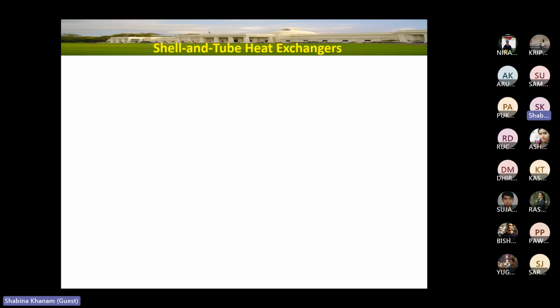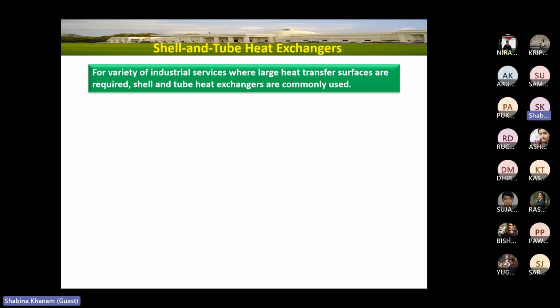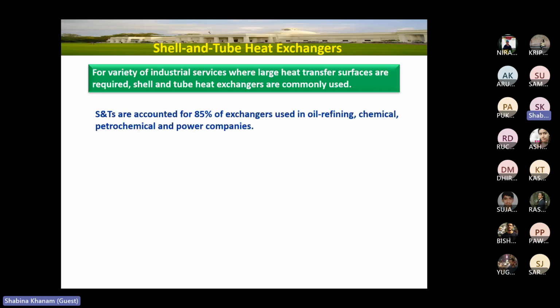So quickly I will go through some of the basic points about the shell and tube heat exchanger. This is only for your knowledge purpose; these are not construction details. You should be aware why the shell and tube heat exchanger is so important. If you consider chemical plants, primarily oil refining, chemical and petrochemical plants and power companies, around 85% of the heat exchangers are shell and tube type. Therefore this is so important.